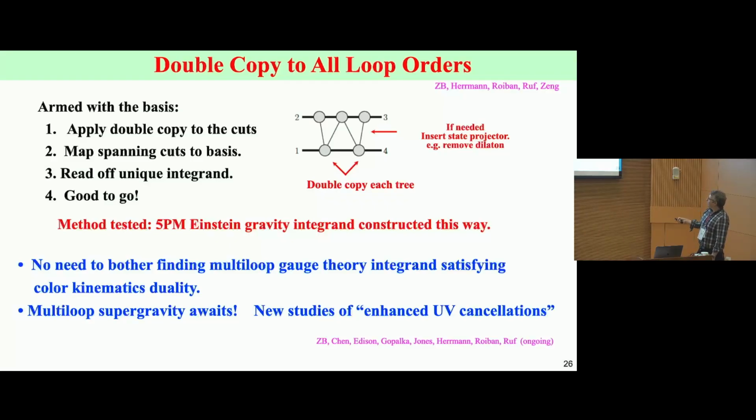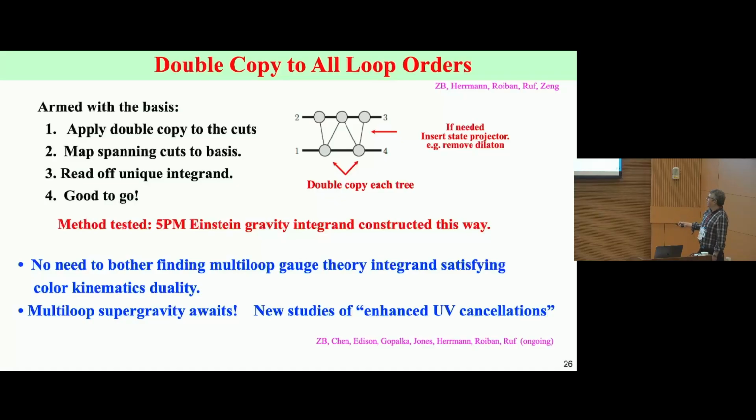And like I said, Einstein gravity, five p.m., Einstein gravity integrand. It's constructed this way. Okay, so this is a solution. It doesn't solve the problem of a color kinematics duality to high loop orders for Yang-Mills, like the Yang-Mills integrand. It doesn't solve that. It just sidesteps it. Okay?